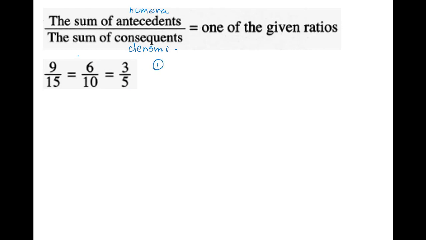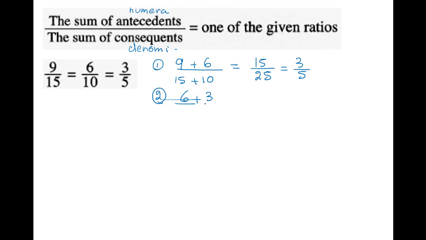Step number 1. If I add the first and the second term, it will give me still 3 over 5. Let's see. 9 plus 6 over 15 plus 10. This will give me 15 over 25, which is equal to 3 over 5. Now, if I add the second and the third term, it will give me still 3 over 5. Let's see. 6 plus 3 over 10 plus 5 equals 9 over 15, which is equal to 3 over 5.